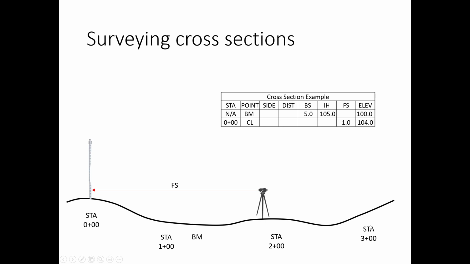So just like in the example before, we're going to take the foresight to our first station right on the center line. And so we have a station, 0 plus a pair, and the point is the center line. So note here, there is no side because it can't be left or right because it's a center line. So everything will be left or right of the center line point. And there's no distance because the distance is determined how far it is from the center line. Okay? So again, we can use that foresight, we shoot it, and we figure out the elevation.